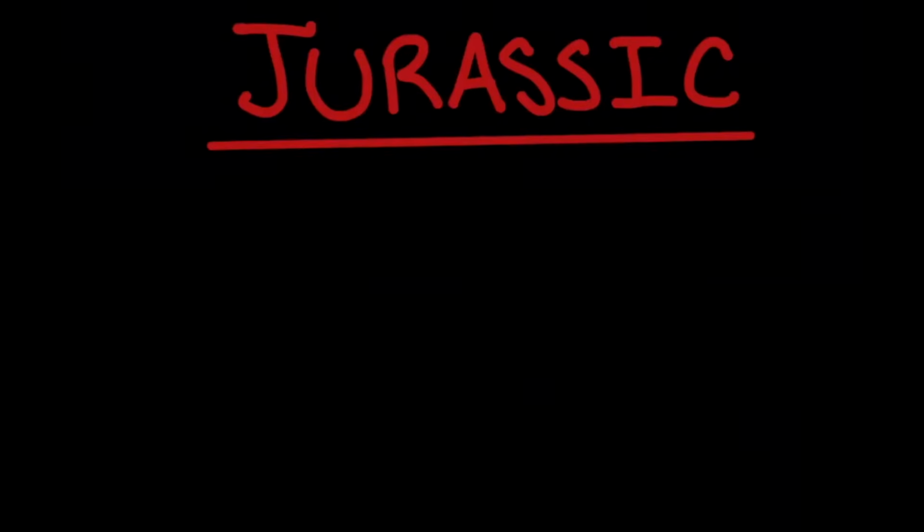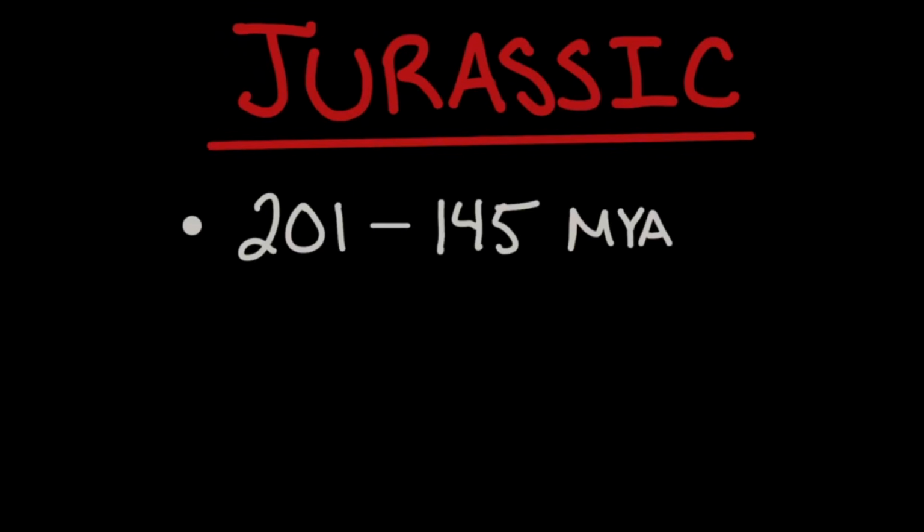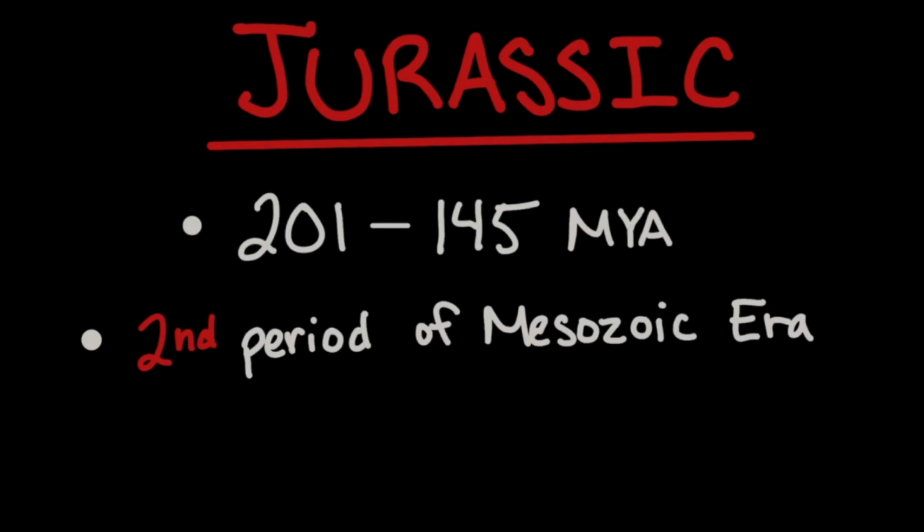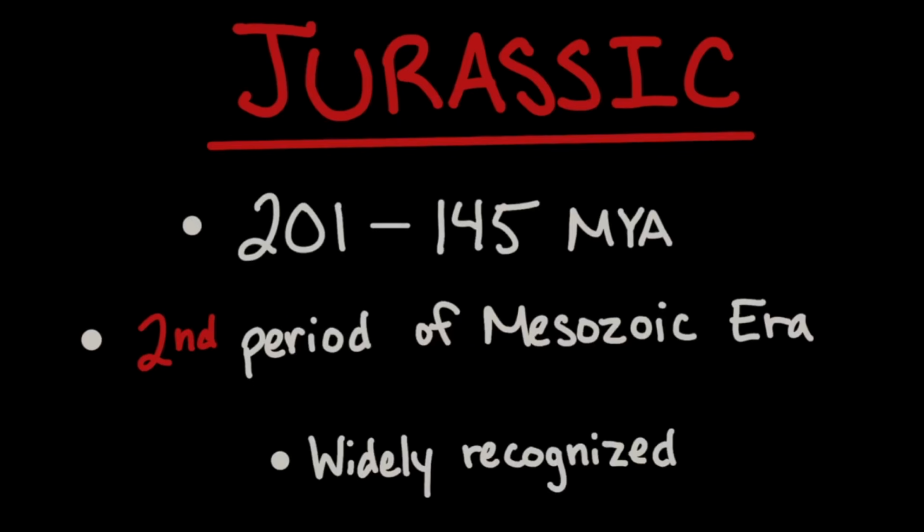The Jurassic period was from 201 to 145 million years ago. It was the second period of the Mesozoic. It is widely recognized thanks to certain dinosaur movies that you may know.